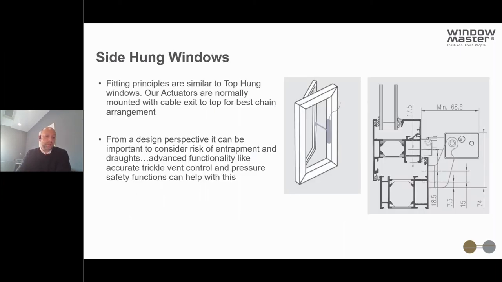Side-hung windows follow very similar principles. Our actuators are normally mounted with the cable exit at the top, and that helps for the best chain rigidity in that arrangement. With side-hung windows, it's also important just to consider risk of entrapment and drafts as well, particularly with tall windows where people might be sat next to them that are opening in winter.